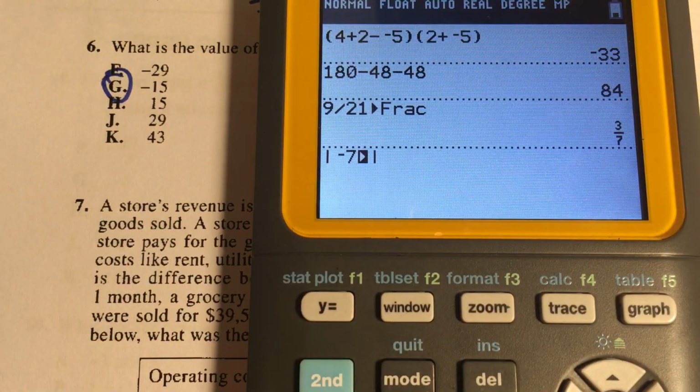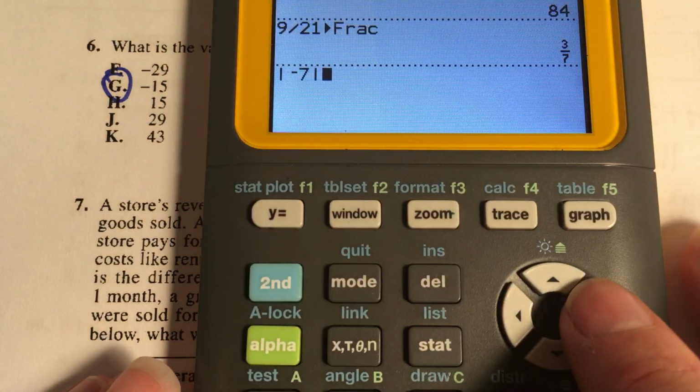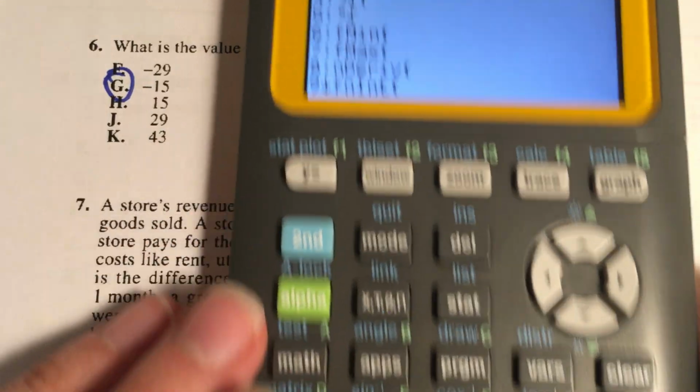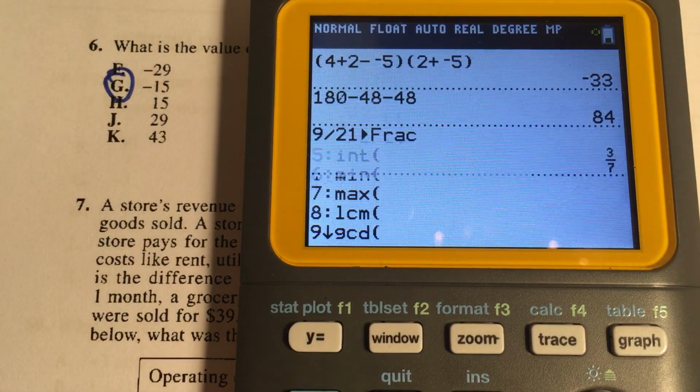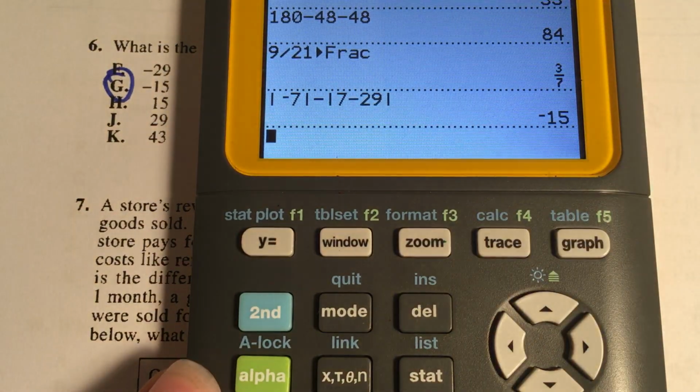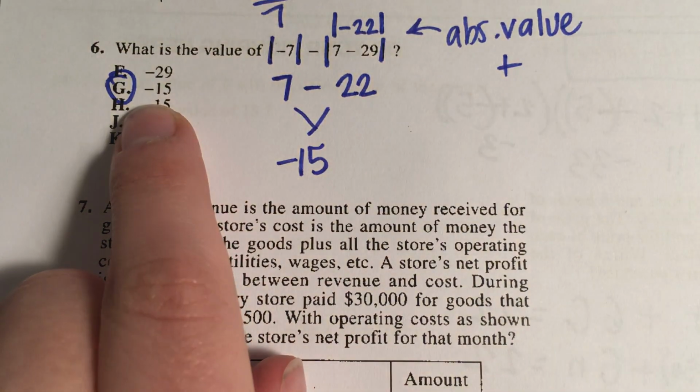You type in negative 7. Press the over button to get out of there. Press the minus. Then go ahead and press that button again. Go over to number, absolute value. Get 7 minus 29. Press enter. Get that number, negative 15. You know your answer is G. And that's it.